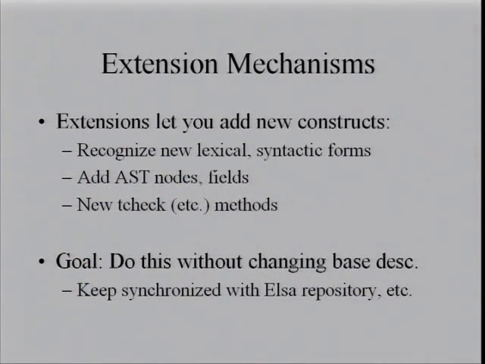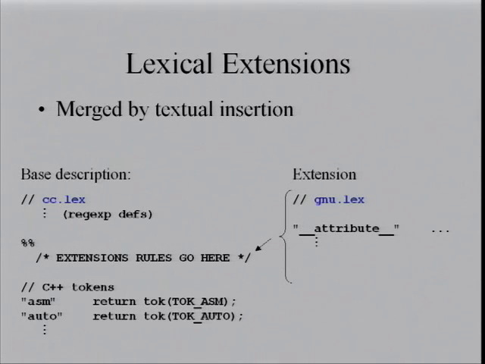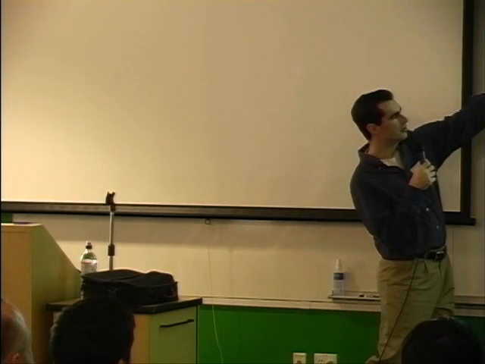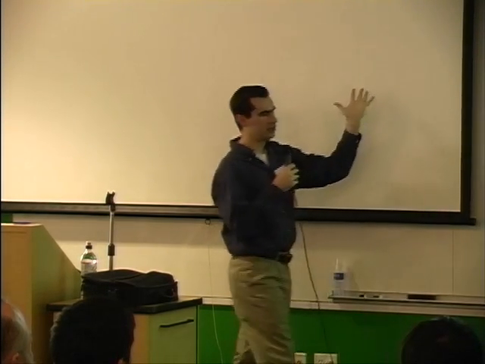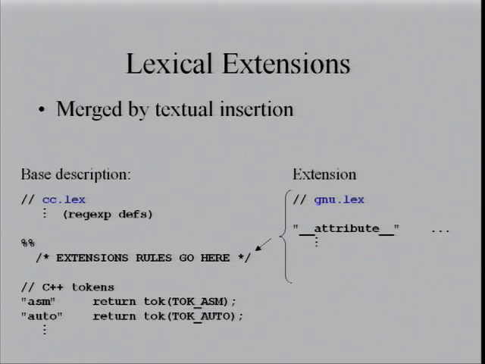So you can add new forms, add new abstract syntax, add methods to type check them. And the goal is to do all this without directly hacking on the artifact you started with, so that you can continue to share that with other people or with other extensions. The lexical extension is actually very straightforward. Since this was just a flex lexer, we just syntactically jam the extension into the new lexer description. The new token definitions will take precedence over anything that comes after, but now you've got a new flex description that recognizes the combined language.